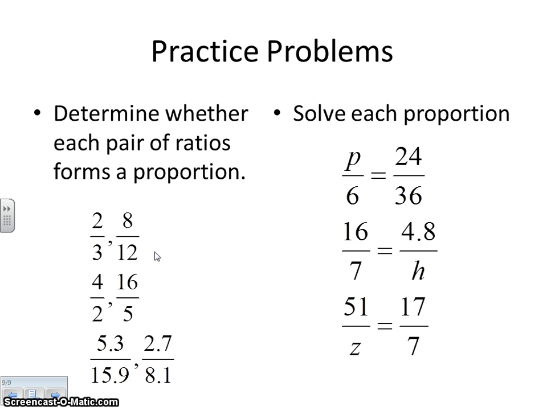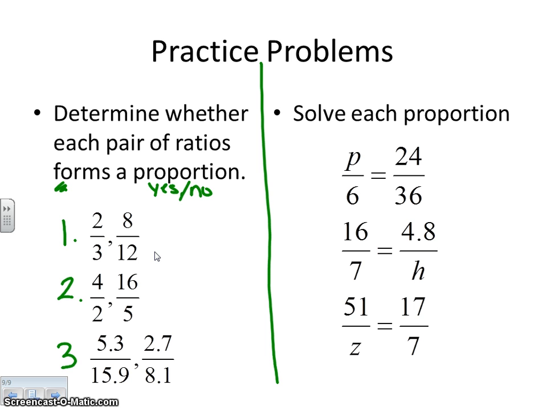Now, these are the examples that I would like you to have for class tomorrow. And I did it a little bit split screened. So this side of the screen, I want you to determine whether each pair of the ratios form a proportion. So this is going to be yes, no type answers. And this is number 1. This is number 2. This is number 3.